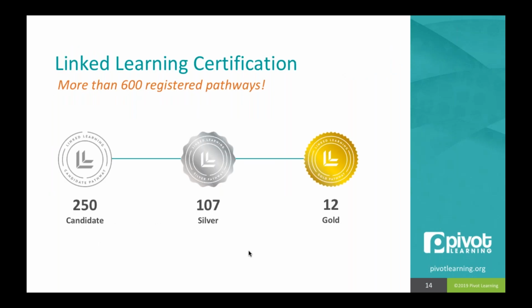Part of the process for certification, first let me say that there are different levels. There's a candidate level, which is basically when you are ready to go, you've signed into the certification system and answered a few questions and are building your program. Silver certification recognizes those pathways that have put the basic foundational structures in place that will ultimately lead to a really high quality program and outcomes for the students. And that's recognized in the highest level of certification, which is the gold certification.